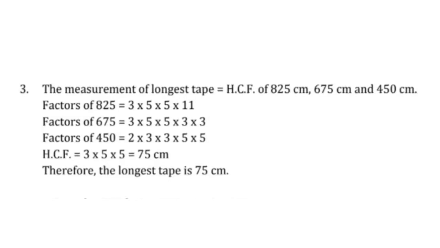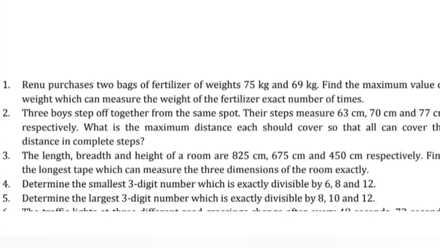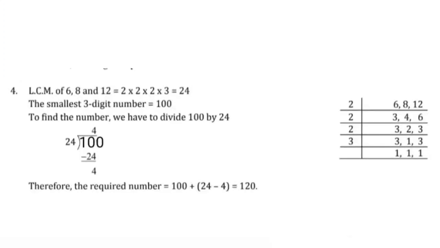Okay. Question number 4. Determine the smallest 3-digit number which is exactly divisible by 6, 8 and 12. So for this we will find the LCM, okay, of 6, 8 and 12. So scholars, it will come what? The factors will come 2 into 2 into 2 into 3. Means the LCM is what? 24.